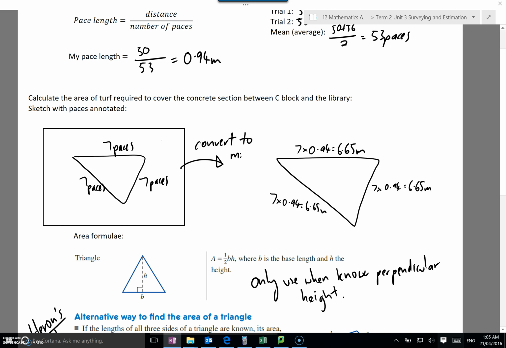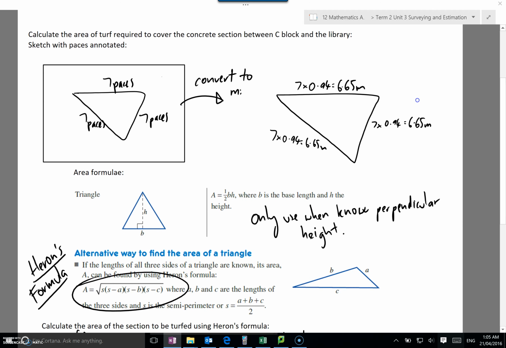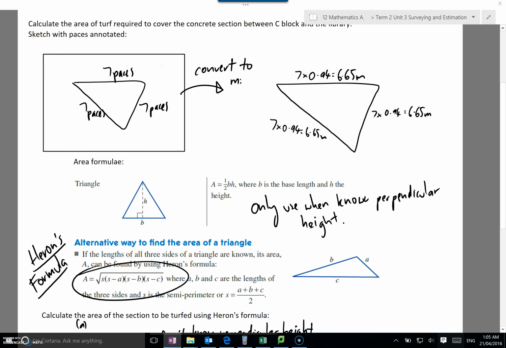I can do that to all the sides. Some people had different sides, so some people had different numbers of paces, but the number of paces and the pace length combined led to pretty much the same distance for the 3 sides. From here, trying to find the area of the triangle.